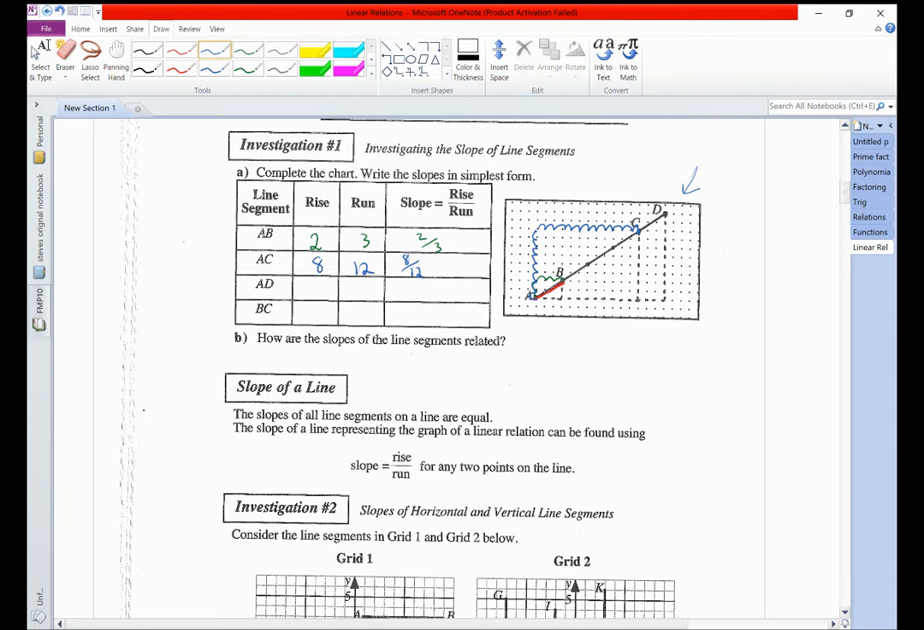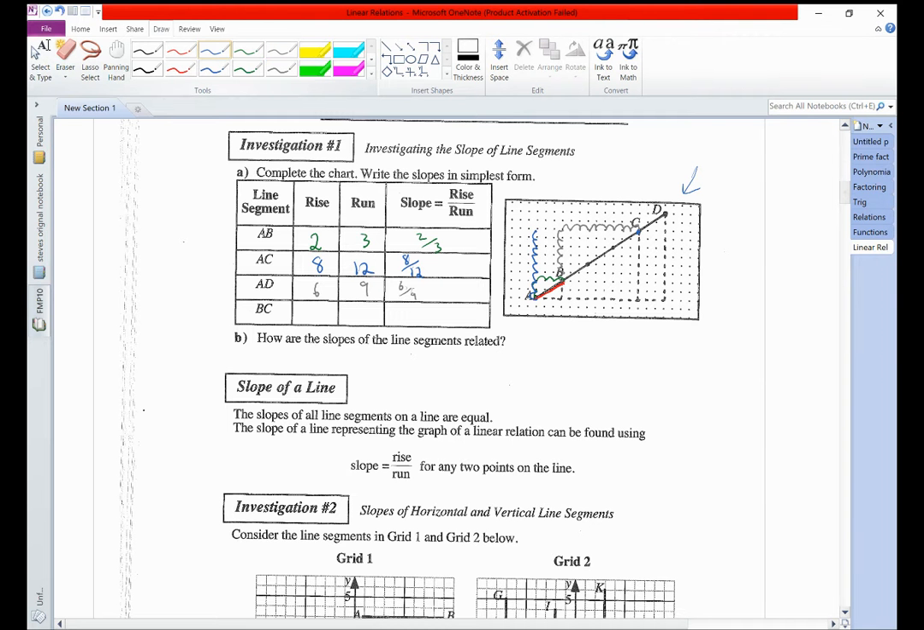Let's do one more. Let's do BC. So if I were to do BC, going from B to C, so I'm going to say my rise is 1, 2, 3, 4, 5, 6. 6. And my run is 1, 2, 3, 4, 5, 6, 7, 8, 9. 9. So I have 6/9 as my slope, rise over run.